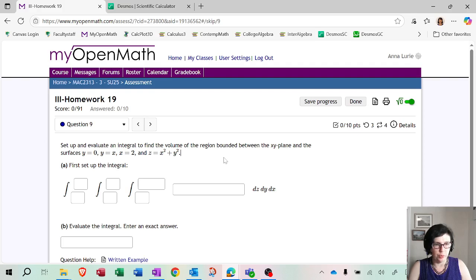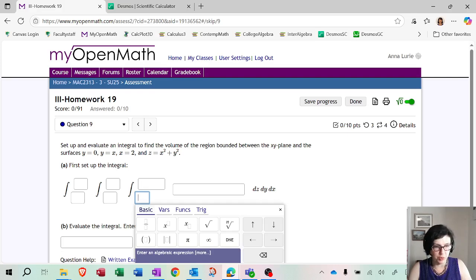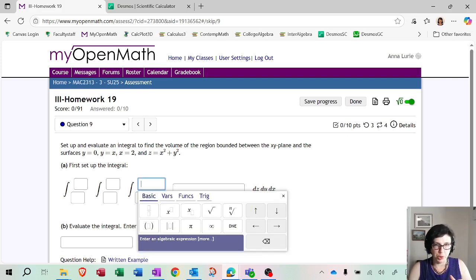thing you need to do: think about what is your bottom surface and what is your top surface. Usually this would be z equals something. So you can see that you have z equals x squared plus y squared, but they also tell you the xy plane. And the xy plane has the equation z equals 0, right? So likely this is going to be your bottom surface, z equals 0, and the top surface is going to be z equals x squared plus y squared.